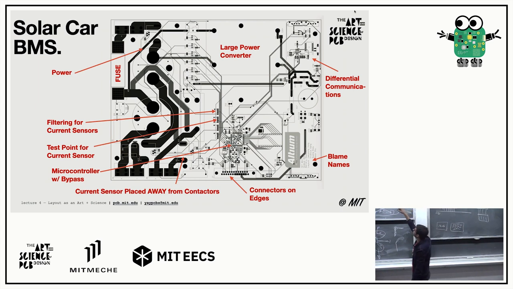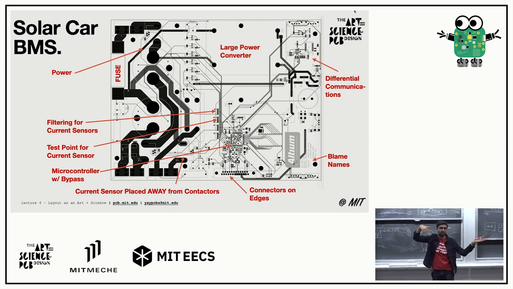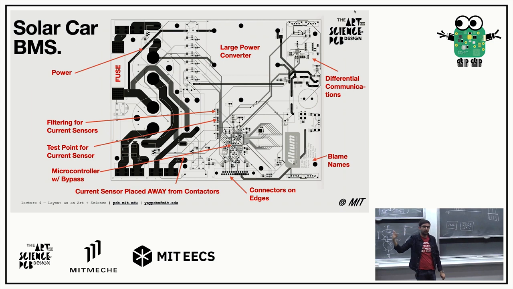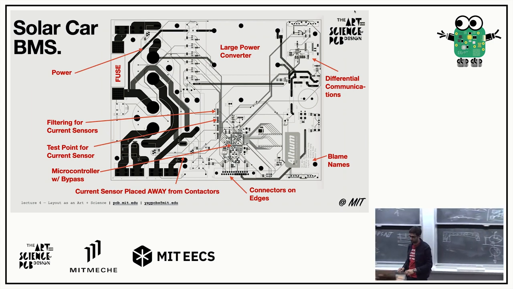Another great thing they did on this board is that the large switches that turn the battery on and off, disconnect and connect, are large relays that produce a lot of electromagnetic interference when they switch. They've moved the current sensors as far away from those relays as possible, because current sensors use magnetic field to sense current. They've separated them so there's as little noise in that system as possible.